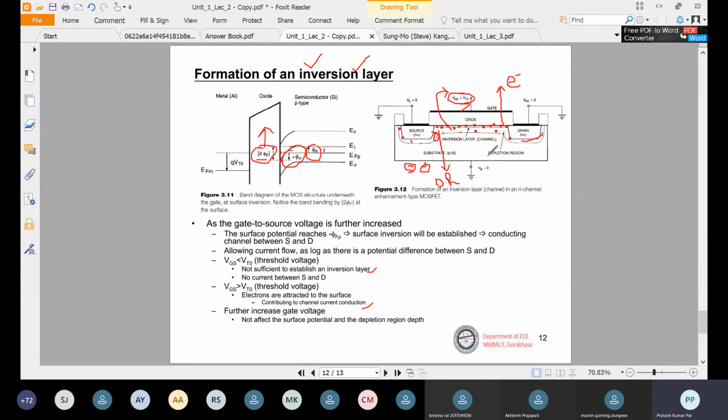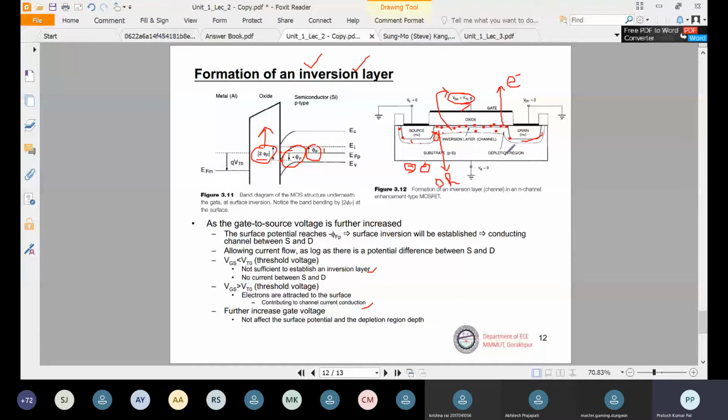So we have to apply some gate voltage that should compensate these charges also. ये charges को भी हमें compensate करना होगा, then only the current conduction will be taking place. Okay, so the two components we have seen, the third one will be this.